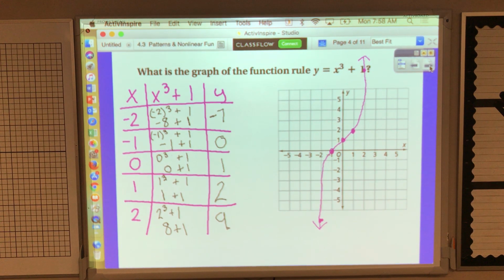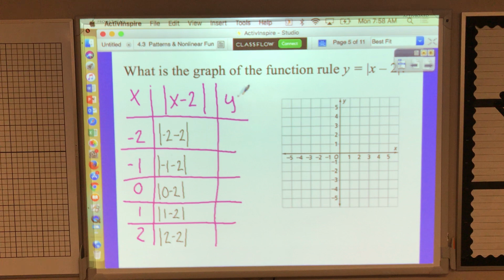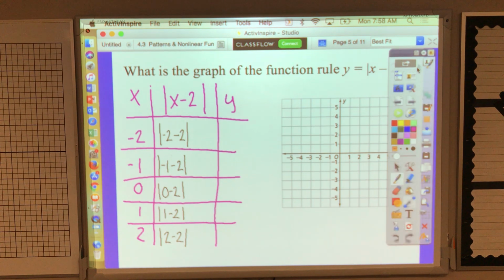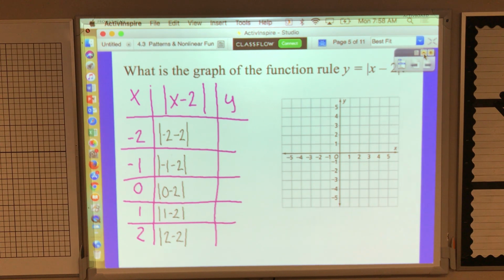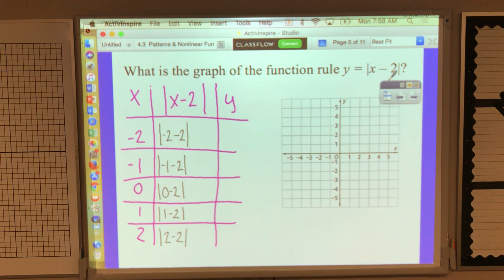Okay, let's look at another type. Here I have an absolute value function, right? Meaning all my answers should end up being positive. So when I make my table, there's no coefficient on x. Okay, x is all by itself, so my table is again from -2 to 2.